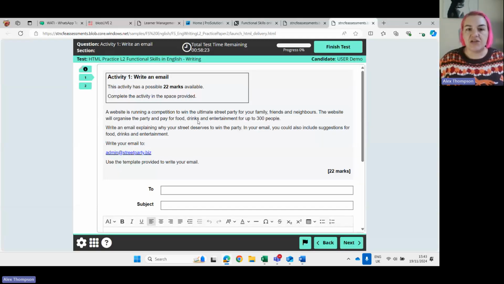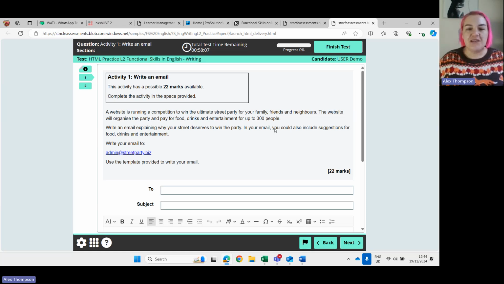So for example, if we go back to that live exam, this says to write an email. A website is running a competition to win the ultimate street party for your family, friends and neighbours. The website will organise the party and pay for food, drinks and entertainment. Write an email explaining why your street deserves to win the party. Also include suggestions for food, drinks and entertainment.